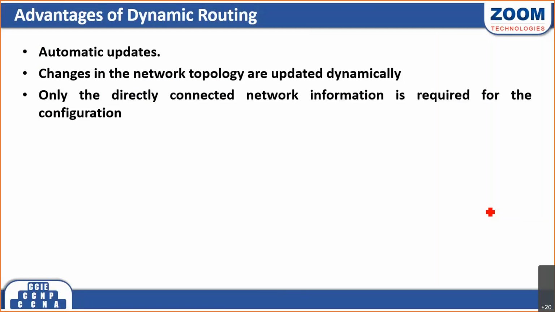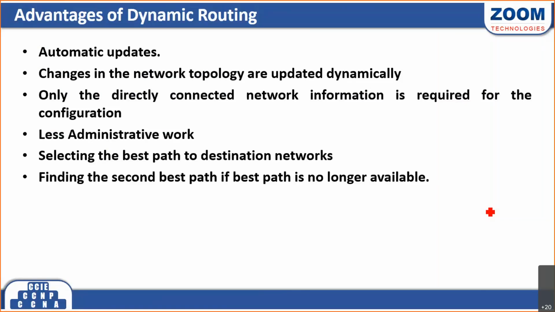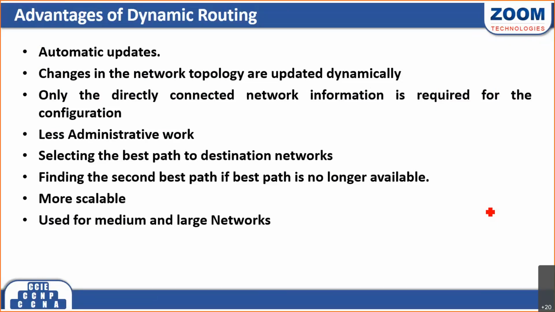Destination is not required. Only directly connected network information is required for configuration, so no need of the destination network ID. Less admin work. Selecting the best path to the destination. Finding the second best path if the best path is no longer available. Right? So we can use it for small, medium, large, and very large networks; dynamic routing protocols are the most scalable. So generally we use them for what? Medium and large networks.